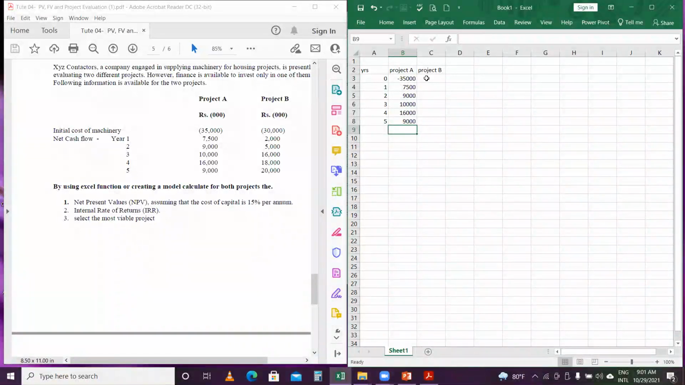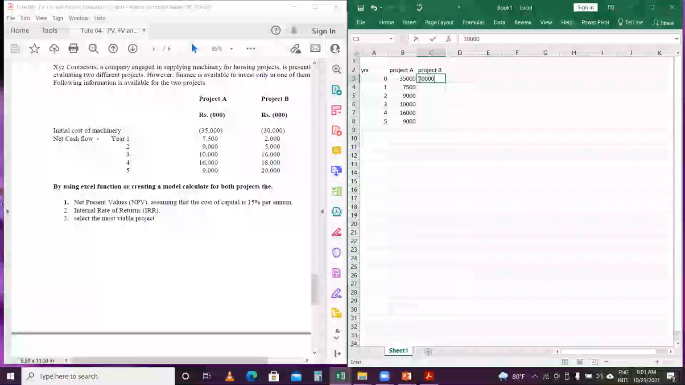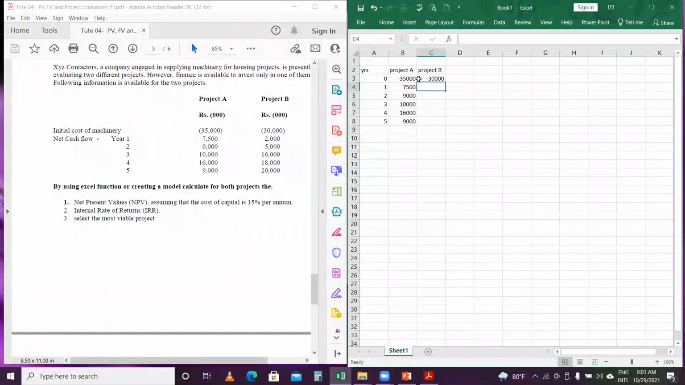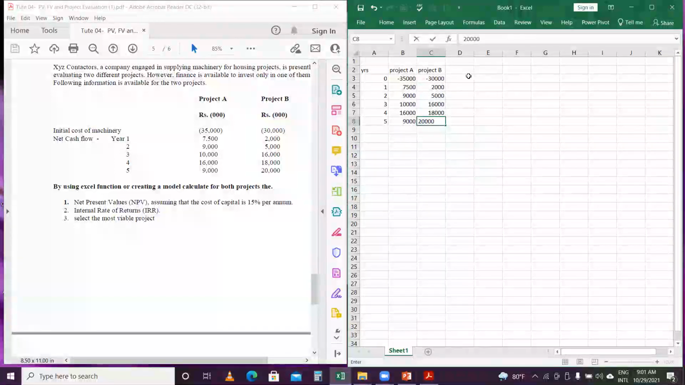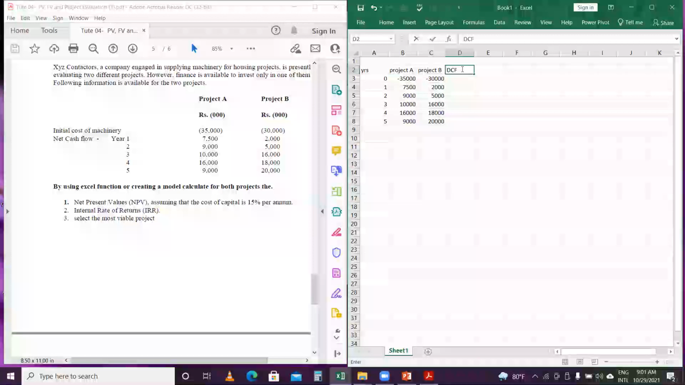So project B, you have 30,000. It's a negative figure. Then 2,000, 5,000, 16,000, 18,000, and finally 20,000. So the discount rate at 15%, DCF at 15.